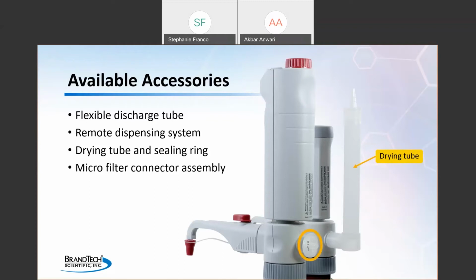Similarly, a microfilter connector can force displacement air through a 0.2 micron filter to keep bacteria out of sterile media.